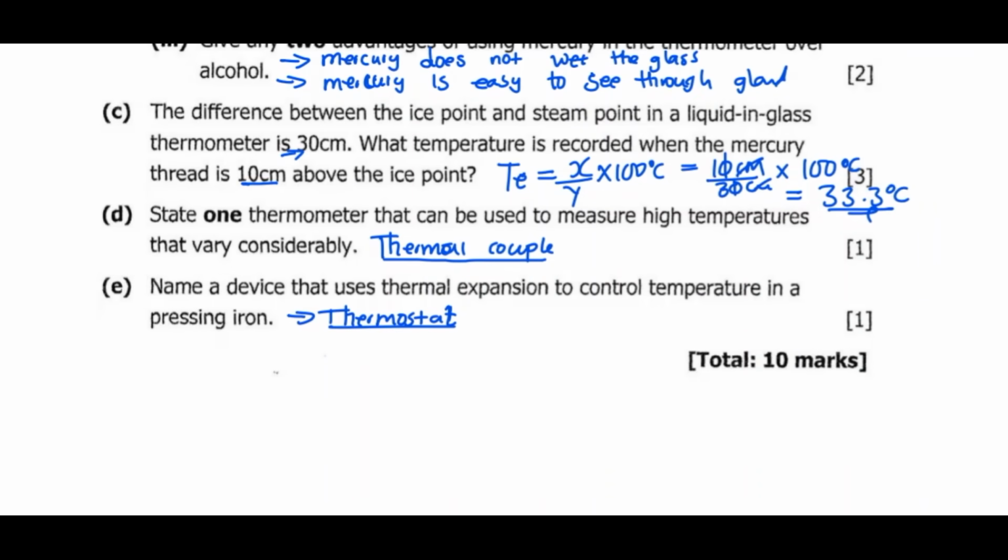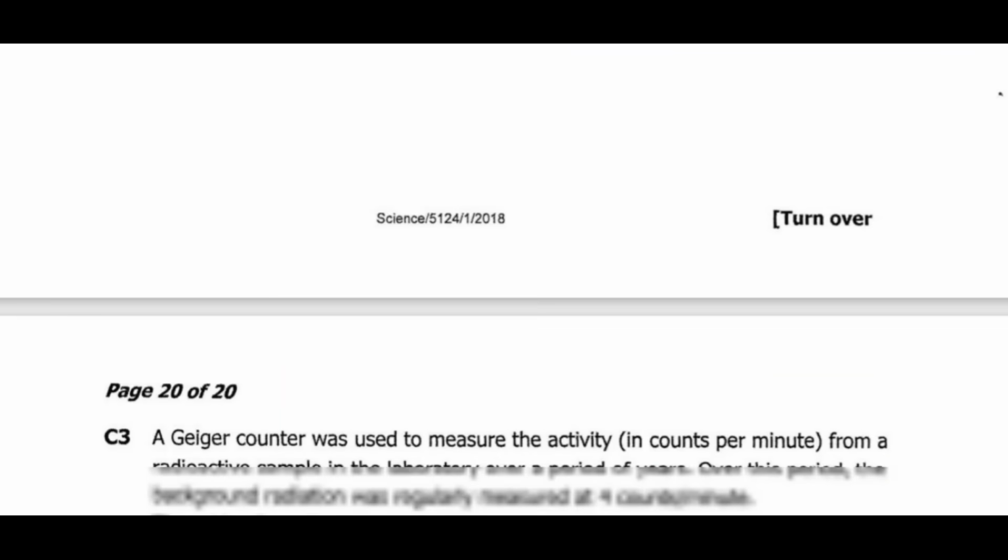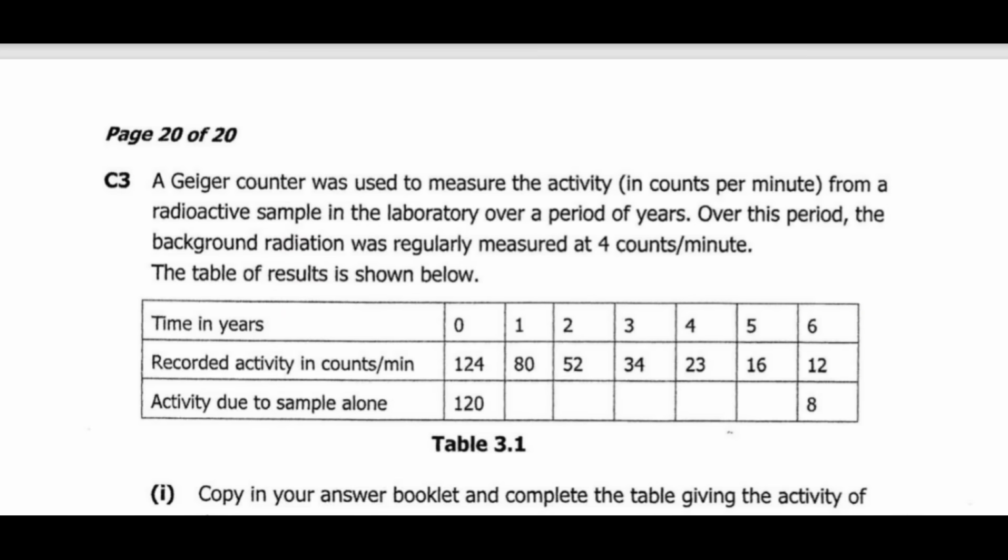Okay, we move on to question 3, the last one. A Geiger counter was used to measure the activity in counts per minute from a radioactive sample in the laboratory over a period of years. Over this period, the background radiation was regularly measured at 4 counts per minute. The table of results is shown below.